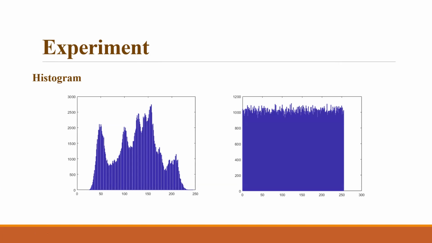The histogram can clearly show the distribution of image pixel values. On the left is the pixel value distribution of the plain image. The other is the pixel value distribution map of the cipher image. The pixel value distribution of the plain image is not uniform, but the pixel value distribution of the cipher image is uniform.